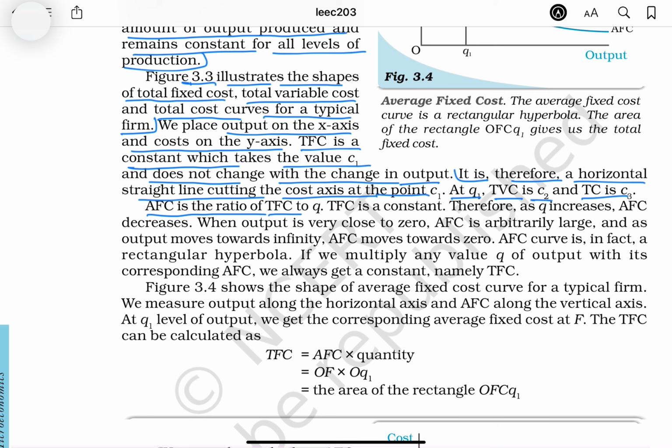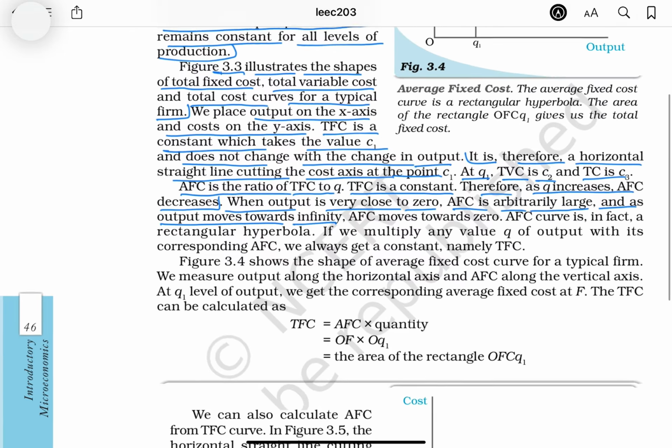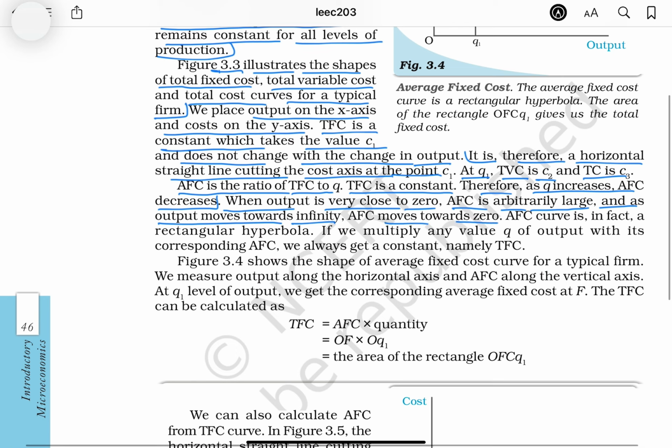AFC is the ratio of TFC to Q. TFC is a constant, therefore as Q increases, AFC decreases. When output is very close to zero, AFC is arbitrarily large and as output moves towards infinity, AFC moves towards zero. AFC curve is, in fact, a rectangular hyperbola. If we multiply any level Q of output with its corresponding AFC, we always get a constant, namely TFC.